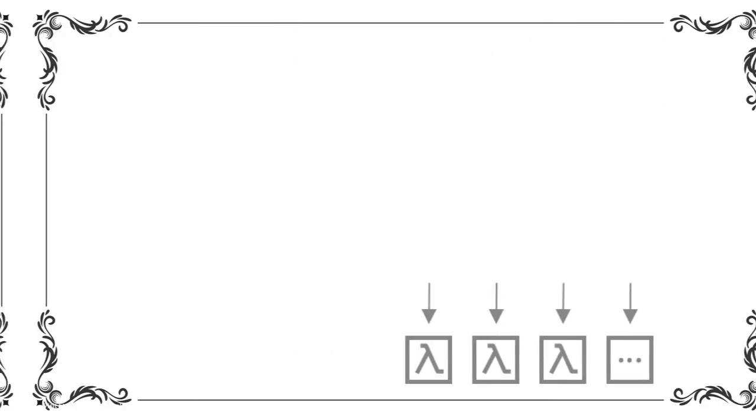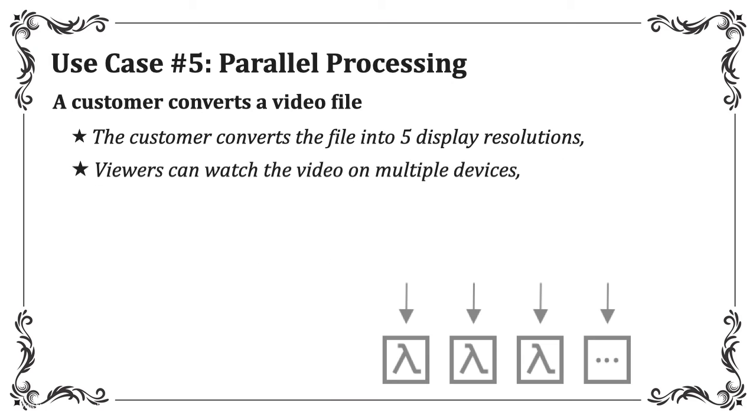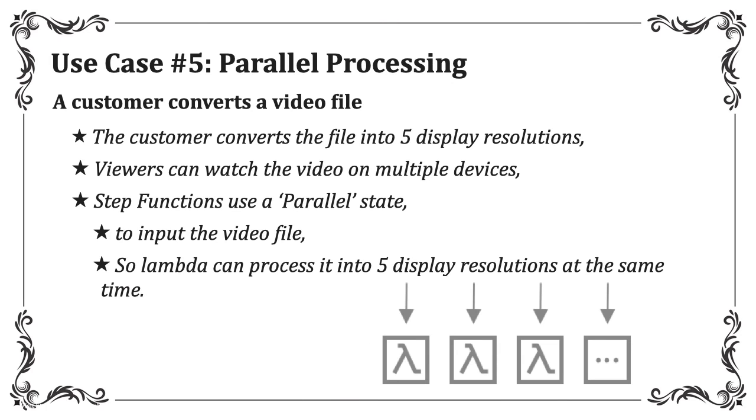Use case number 5, parallel processing. Here a customer wants to convert a video file into 5 different display resolutions so the viewer can watch the video on multiple devices. By using a parallel state, the step functions input the video file so Lambda can process it into the 5 display resolutions at the same time.